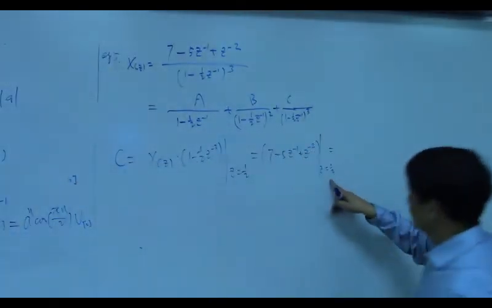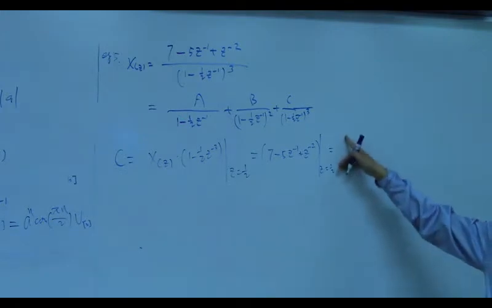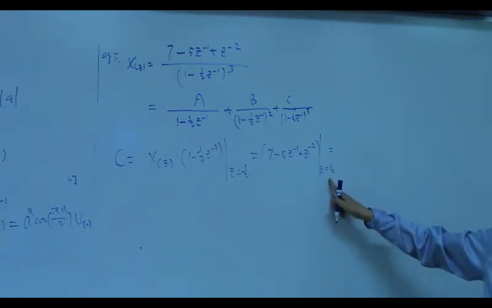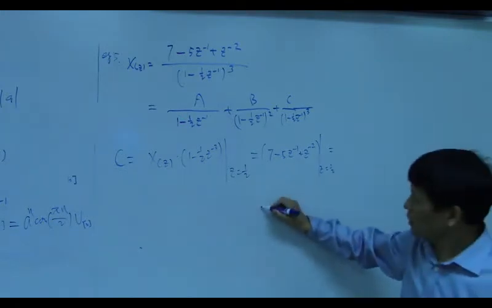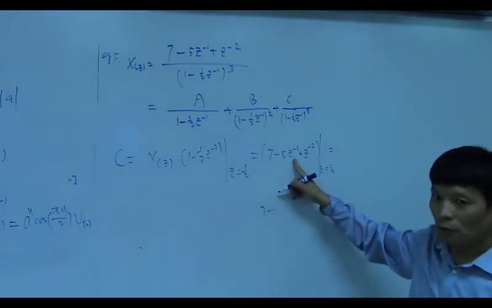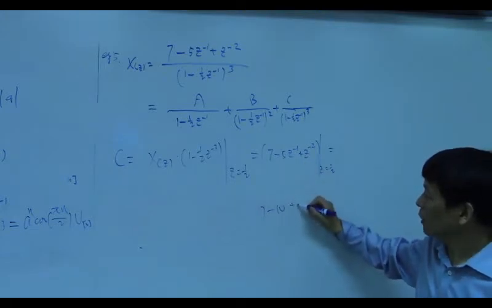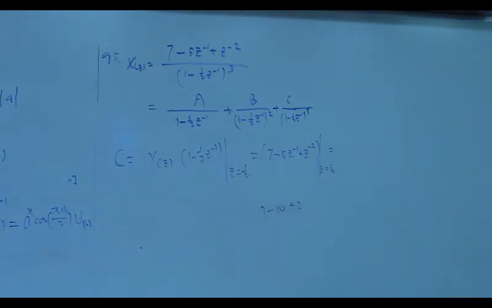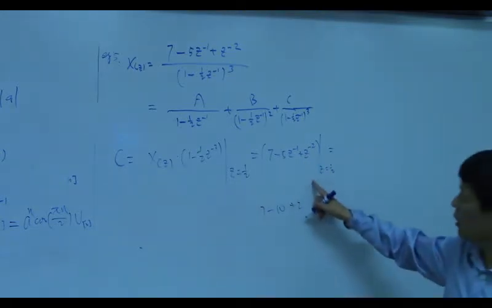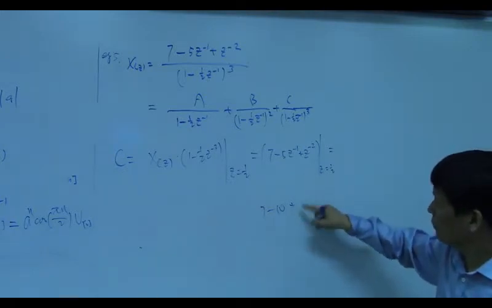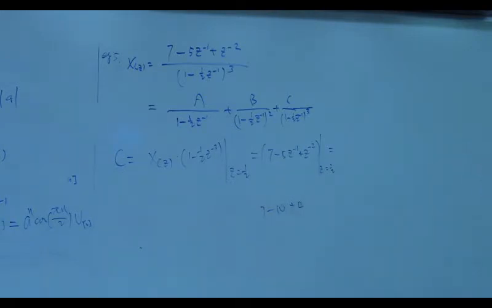What is this? Z equals 1/2, so that means z inverse equals 2. So this one is 7 minus, this is 2, so minus 10, and plus this is 2 plus 2. Why did you do it? Oh, this one is a quarter, so plus 4, right?